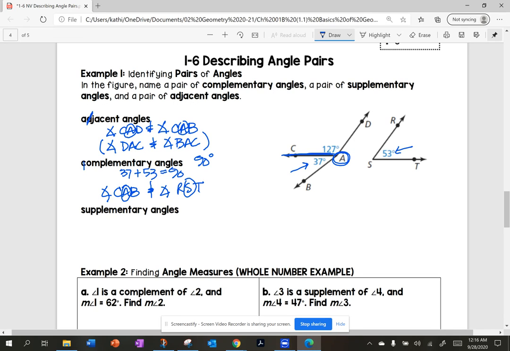About supplementary angles, I know my supplementary angles total 180 degrees. So I know 127 plus 53 equals 180. So the angles I'm talking about are angle CAD and angle RST.